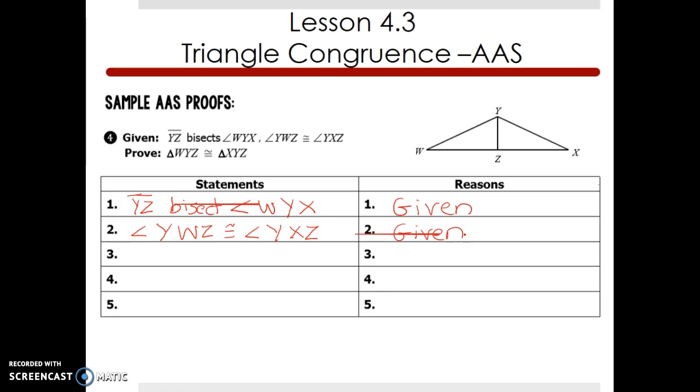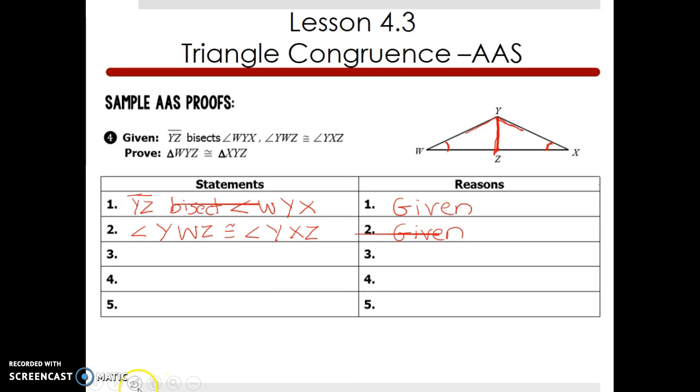So I'm going to start marking up my diagram. Remember, mark your diagram up. It is super important to do that. So angle YWZ is congruent to YXZ. Then the other given is that YZ bisects this angle. So when something bisects, what happens? You cut the angle in two equal halves.